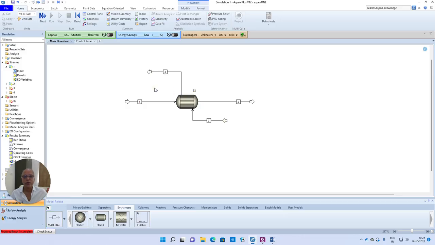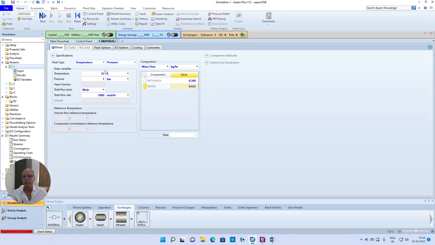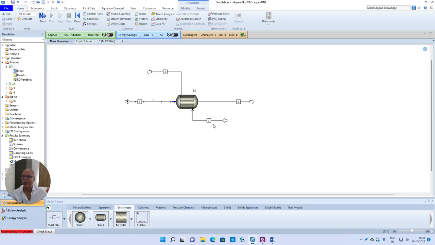Once again, if you try to see, there are two input streams, 1 and 3, and we need to specify both of them. Remember, I have already specified stream 1 based on the previous problem: 25 degrees centigrade, 1 bar, 1000 moles per hour with this composition. But we need to specify stream 3. That's why this is turned red, and there is a change in the block, so we may have to provide some information with respect to this block. So let us go ahead.